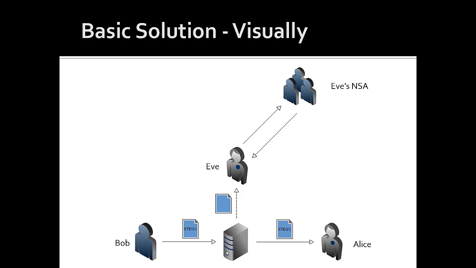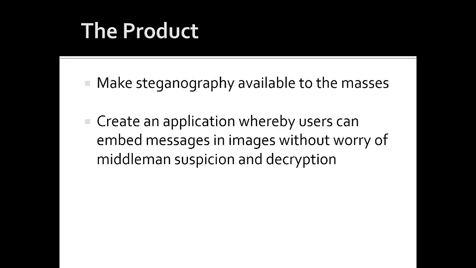Returning to our old example, Bob sends a stego message. Eve sees the picture of a cat and decides it's not suspicious. She decides not to waste her resources on analyzing the cat and lets it go through. Alice receives the image, extracts the message, and then decrypts it. Bob remains happily out of prison. So we take this idea and make something usable. The goal is to make steganography available to everyone, a system where message senders don't have to worry about middleman onlookers.